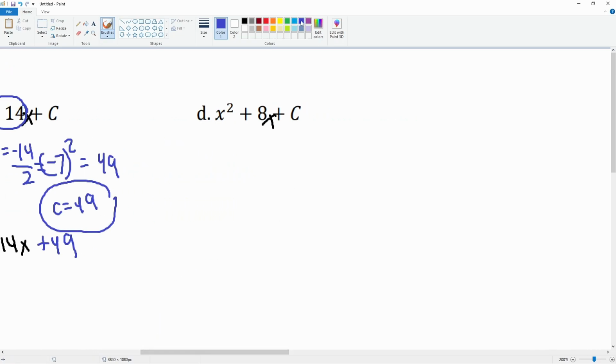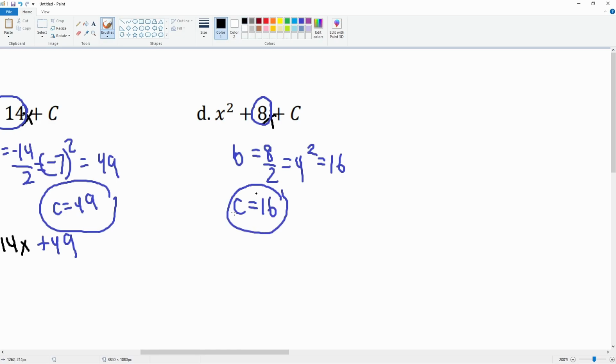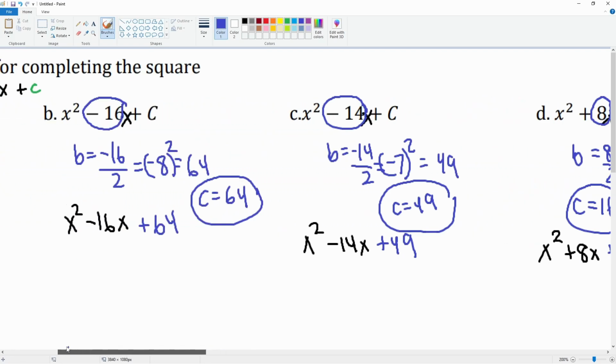And the last one, the b value is 8. We want to divide this by 2. This gets us 4. Then we square it. 4 squared is 16. So the constant we're adding is 16. Let me write the quadratic with the constant in it. X squared plus 8x. Then we want to add that 16 here. This would now become a perfect square. So there you go. That is how you find the constant to complete the square.